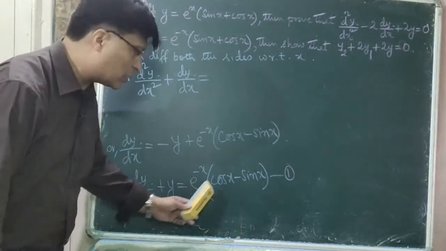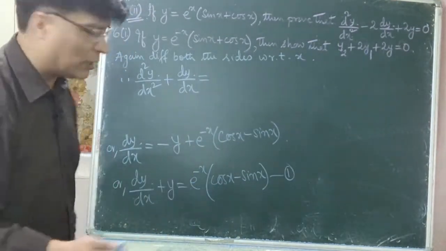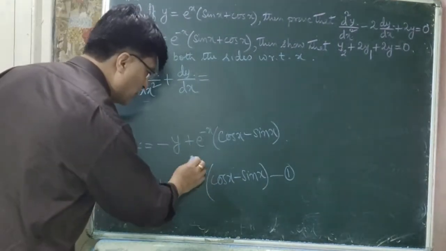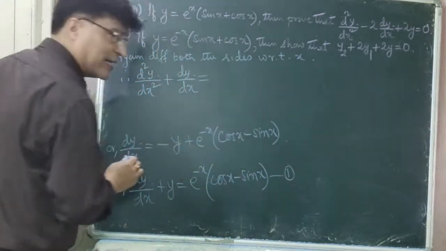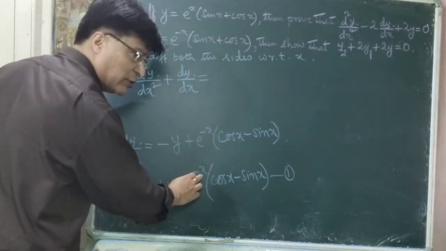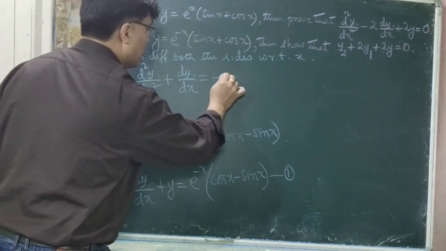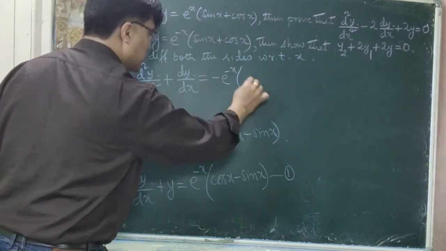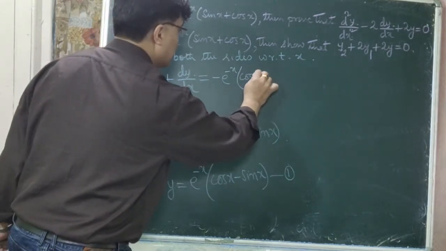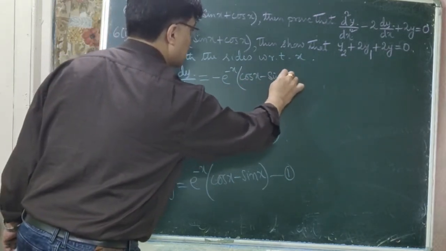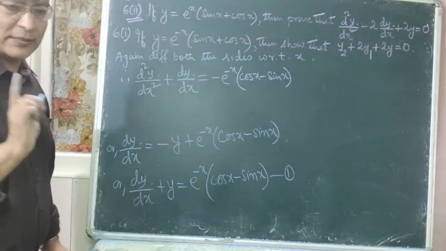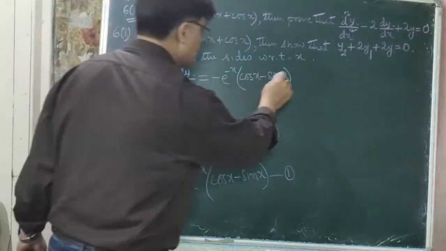So this is the product of two functions. You can use UV rule now. Now differentiate e to the power minus x, keeping cos x minus sin x as it is. What is the differentiation of e to the power minus x? E to the power minus x into minus 1, you know that. Minus e to the power minus x, within bracket it is cos x minus sin x. Is that clear now? Then comes plus sign.